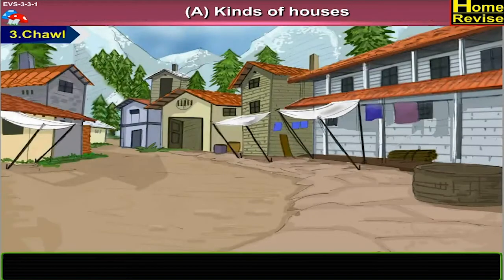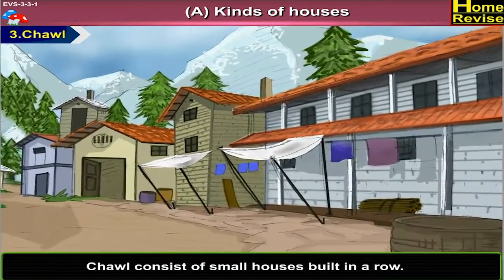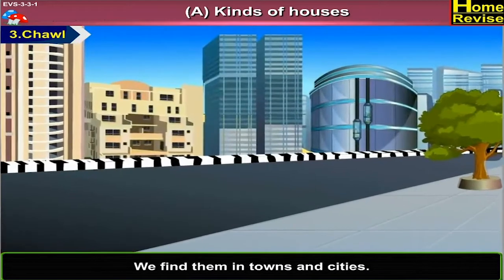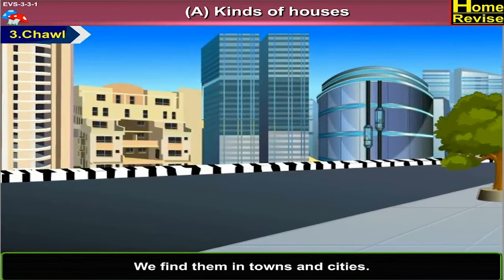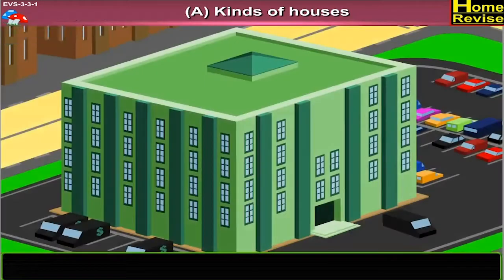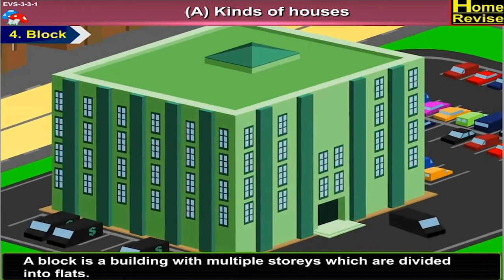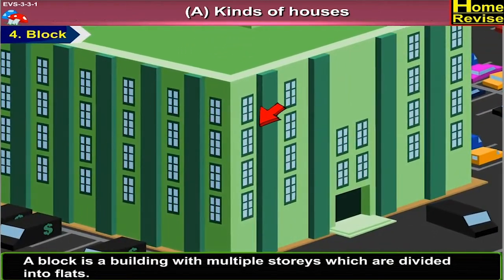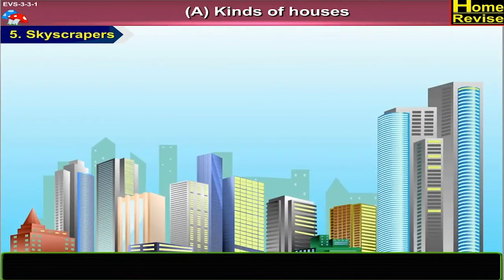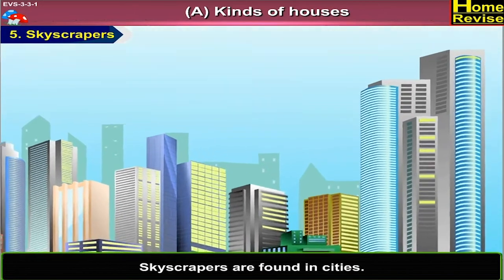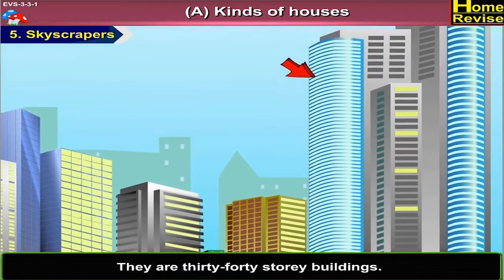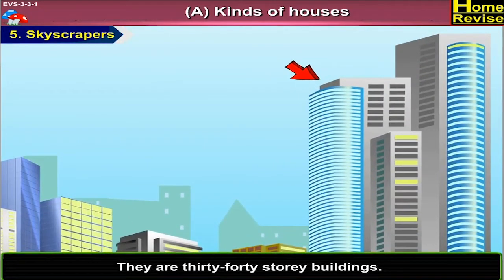3. Chawl. Chawl consists of small houses built in a row. We find them in towns and cities. 4. Block. A block is a building with multiple stories which are divided into flats. 5. Skyscrapers. Skyscrapers are found in cities. They are 30 to 40-story buildings.